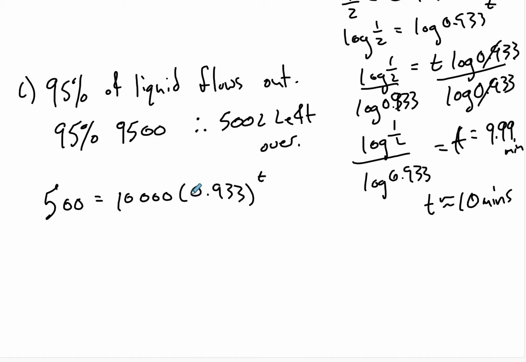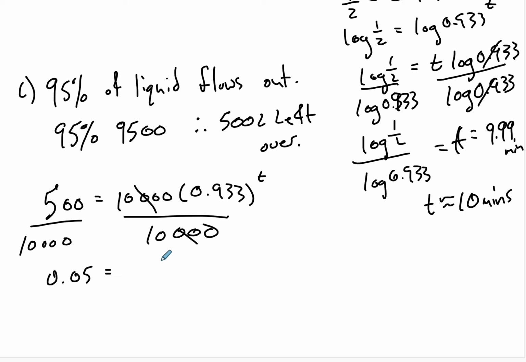It's really the exact same process as the last bit, just getting you to do it again. Your teachers are really trying to make sure that you understand how to use logs in this capacity. So here I will divide both sides by 10,000, crossing these out and dividing 500 by 10,000, and that'll give me 0.05 is equal to 0.933 to the power of t.